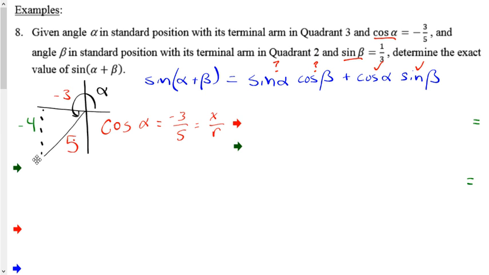Well, if I know that y value, I know the value of sine of alpha. So this is no longer a mystery. I have figured out the sine of alpha. Why don't you pause the video for a moment and sketch the angle beta in standard position and determine the value of cos beta.